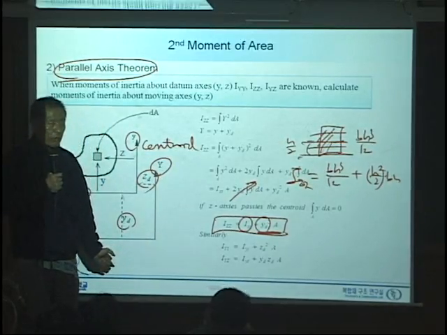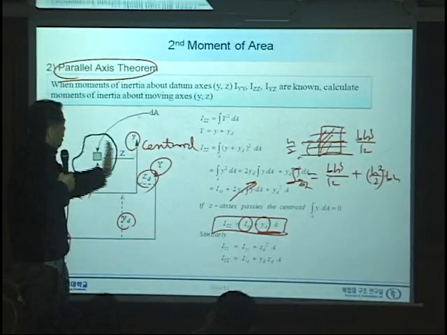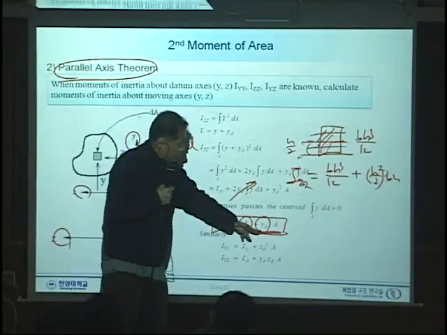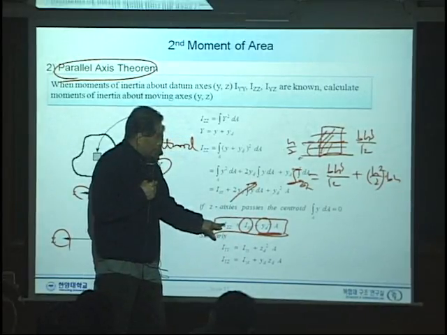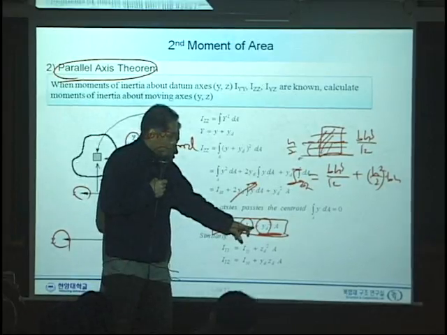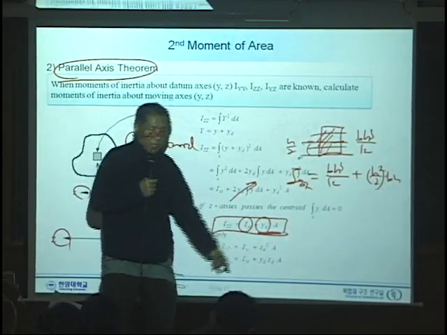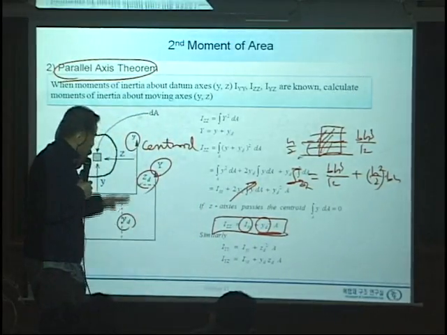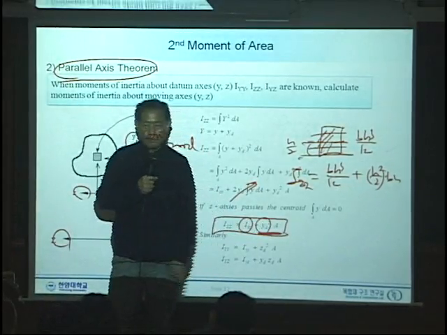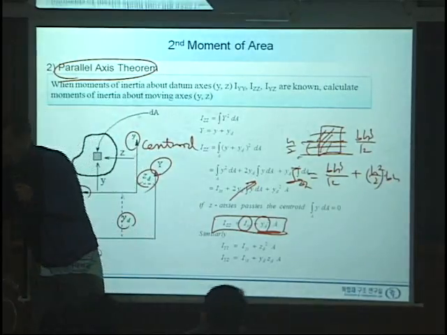And how do we calculate that? Well, this is called the parallel axis theorem, and this is the final result. The moment of inertia is simply the original moment of inertia plus Y_D, which is how much you moved, squared, times A. This is the parallel axis theorem.